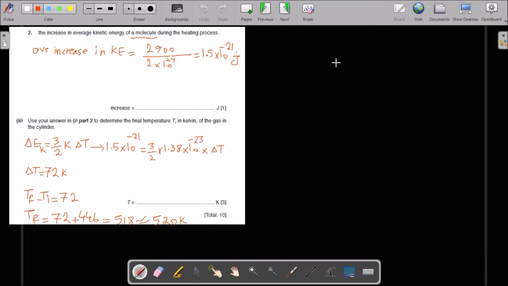To find the final temperature, you should say that delta T, final temperature minus initial temperature, is equal to 72. So the final temperature will be 72 plus the initial temperature, which is 446. You will get 518, or nearly 520 Kelvin.